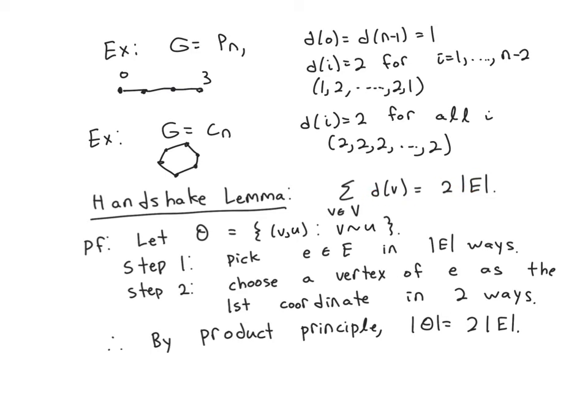So the first way is to first pick an edge in your graph. There are |E| ways to pick an edge in the graph. Then once you've picked an edge, specify one of the vertices of the edge to be the first coordinate. Every edge has 2 endpoints, so there are exactly 2 choices. Once you have done that, you've specified a unique element in O. So by the product principle, the number of elements in O is 2 times the number of edges.